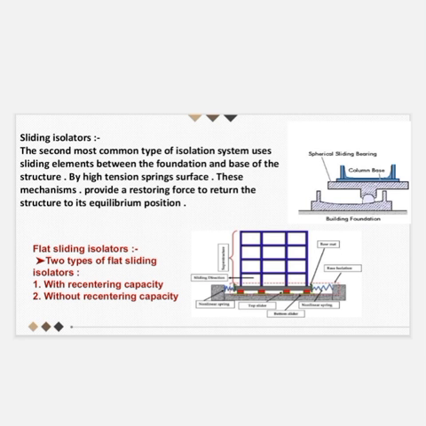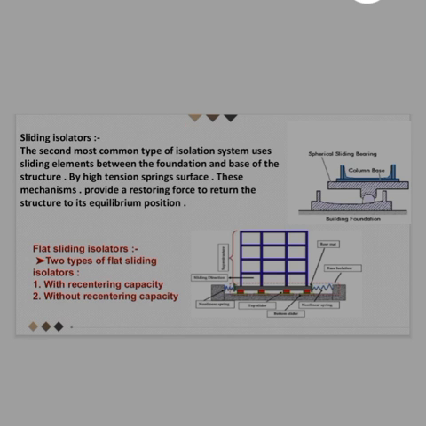The fifth is sliding isolators. This is the second most common type of isolation system. It uses a sliding element between the foundation and the base of the structure, with a high tension separating surface. This mechanism provides the resisting force to return the structure to the equilibrium position. It is shown in the figure. The last is flat sliding isolators. There are two types of sliding isolators: with restraining capacity and without restraining capacity.